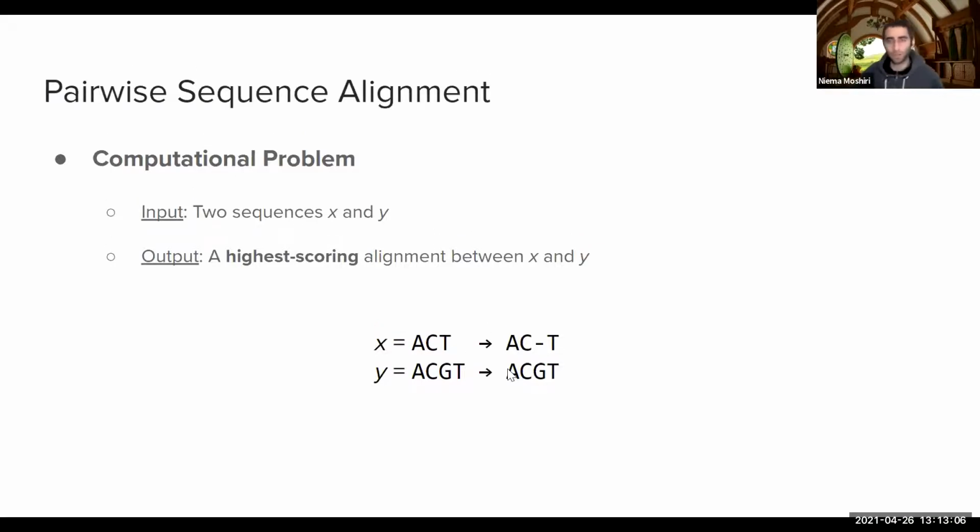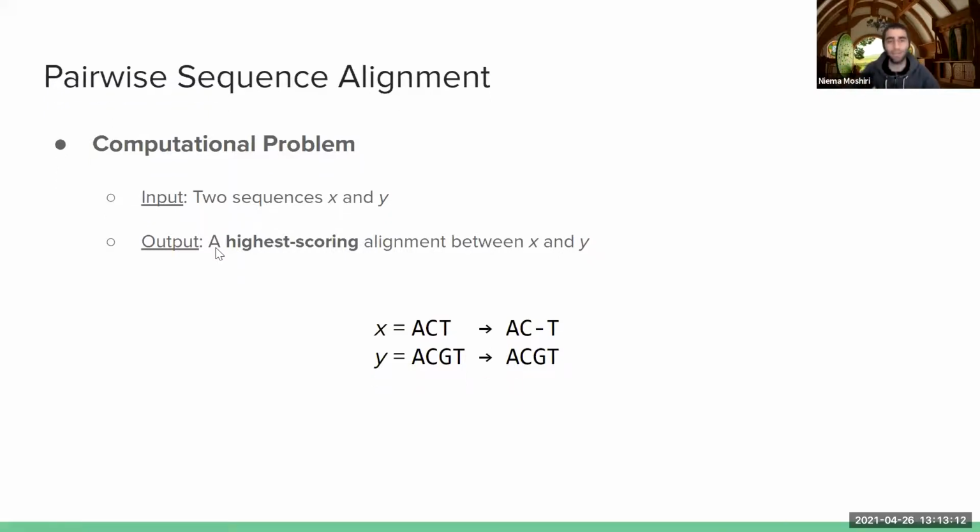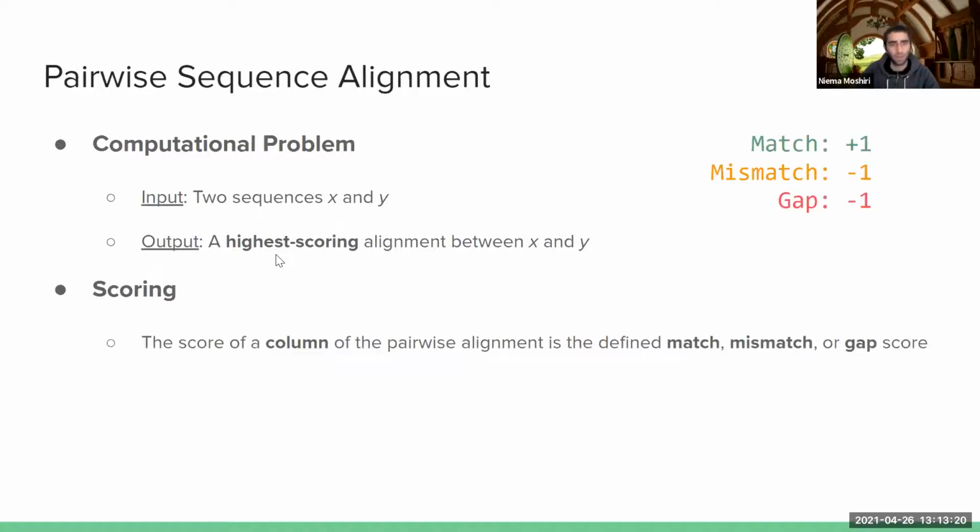Exactly, so as was mentioned in the chat, what makes it highest scoring? I've mentioned this highest scoring alignment, but I didn't actually define what highest scoring means. So how do we actually score an alignment?